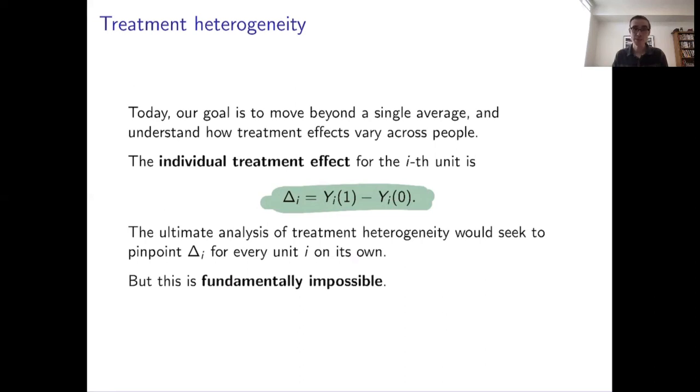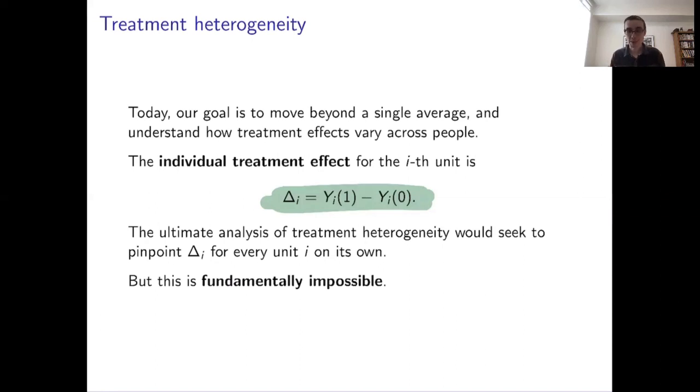It's called the individual treatment effect. And of course, if you could know the individual treatment effects, then you would want to estimate them. But the problem is that these individual treatment effects are fundamentally unknowable.